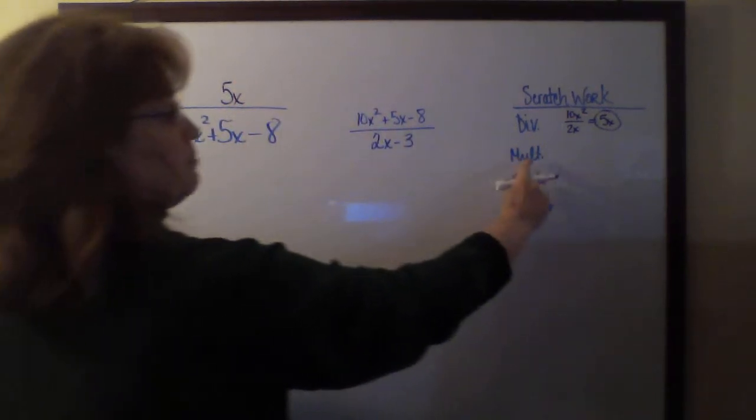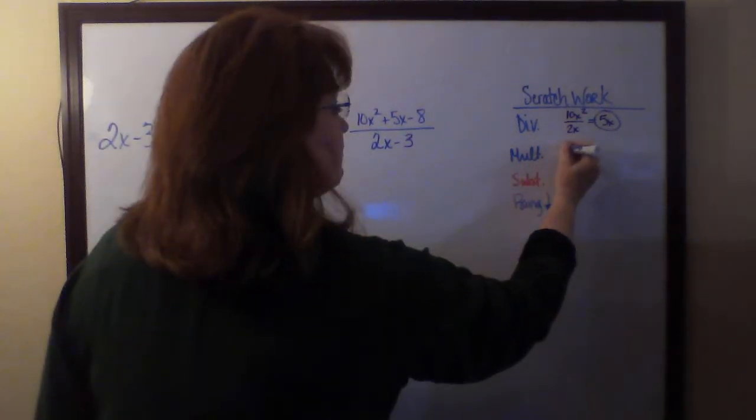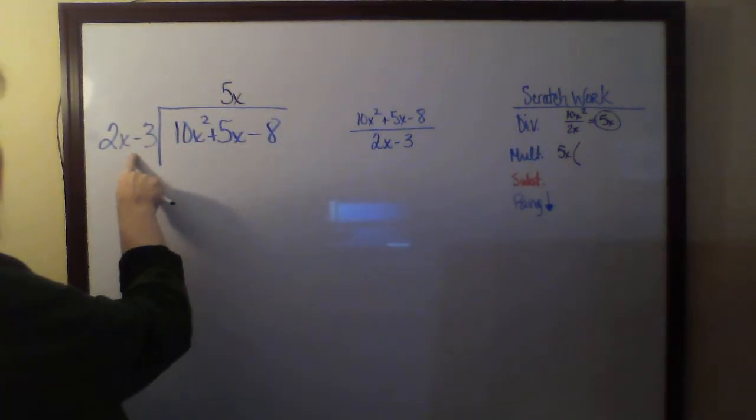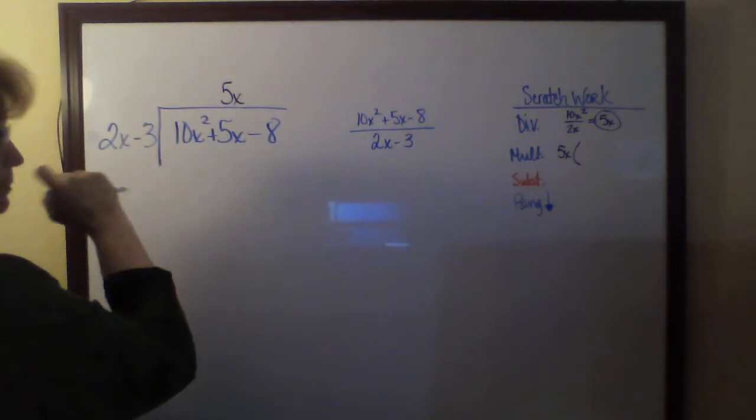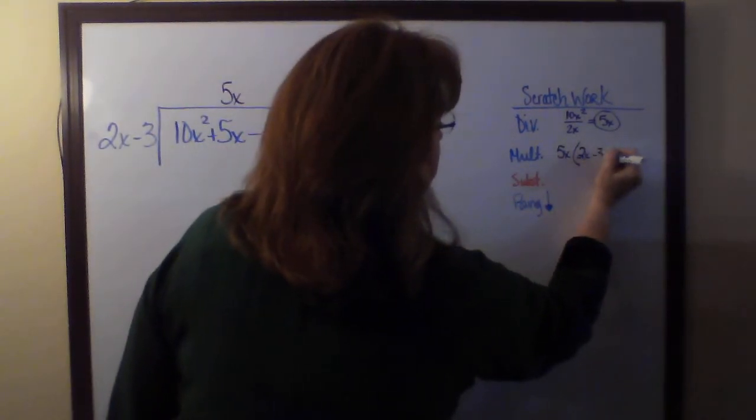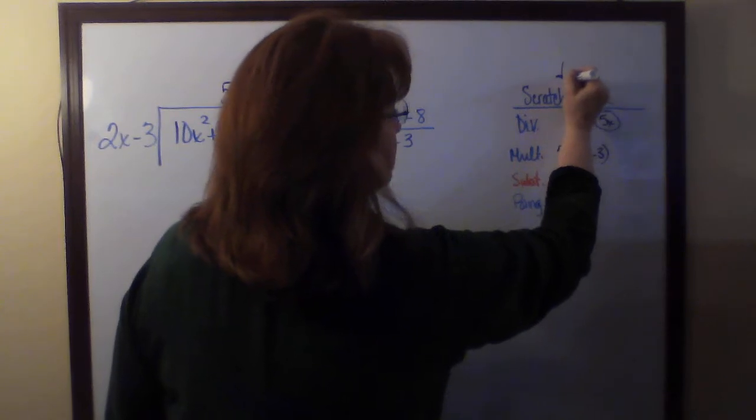Now the next step is to multiply. So we're going to take 5x and multiply times the entire divisor, which is two terms rather than one term, like when we're using numbers. And the 2x minus 3 is just what I'm showing here because it's scratch work.